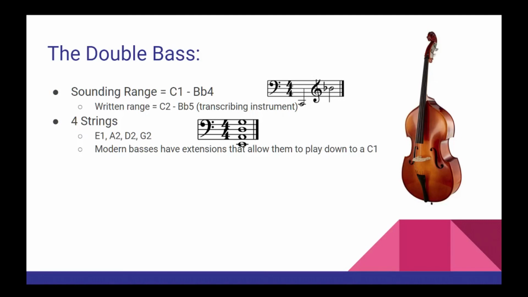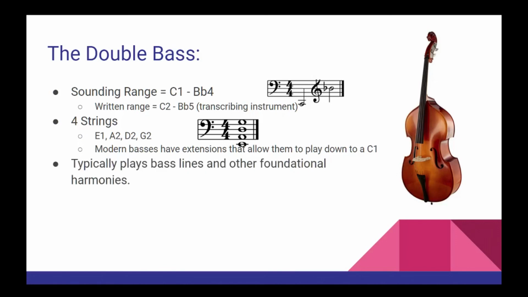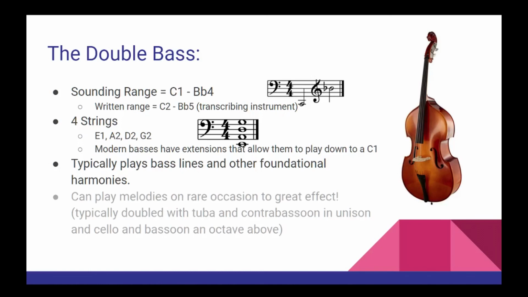In terms of performing melodies, the double bass doesn't actually do that very frequently. Typically, it's going to stick to performing the bass line, or foundational harmonies. However, on rare occasions, it can double with other bass voices in the orchestra, like the contrabassoon and tuba, with the cello and bassoon performing an octave higher. And this creates a really cool, almost room-shakingly low and powerful effect when used sparingly.